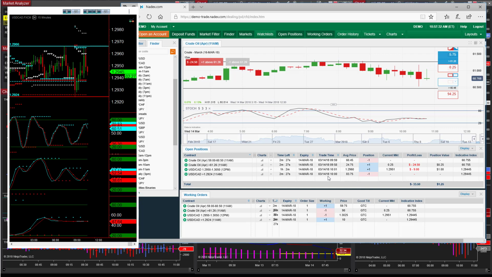Now, the only one that does not drop off at 11 o'clock would be the CAD spread, and that's at 29.60. That does not expire until noon. I will not be here until noon because I will be taking a nap by that time.